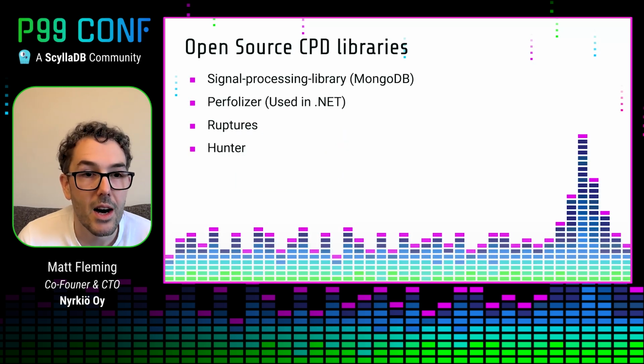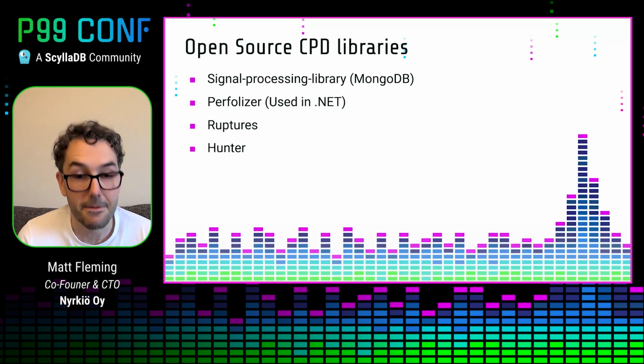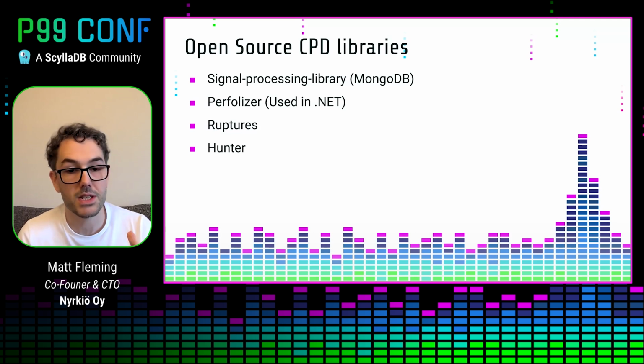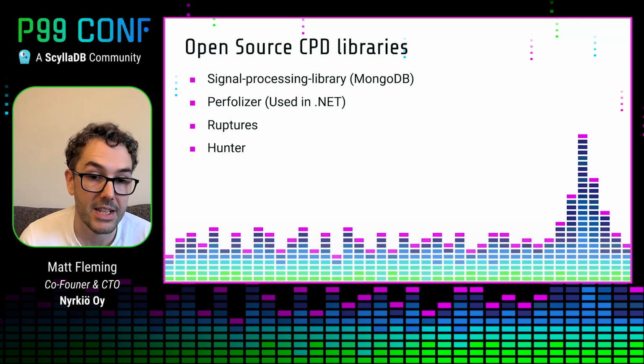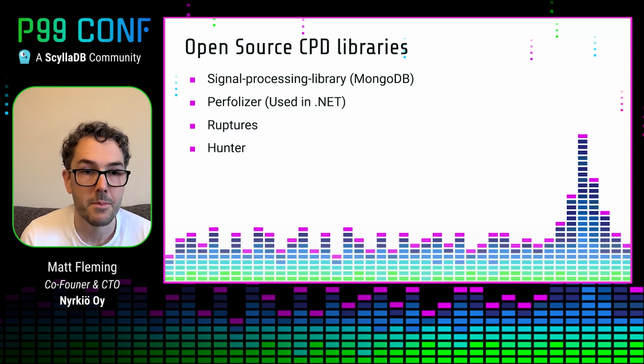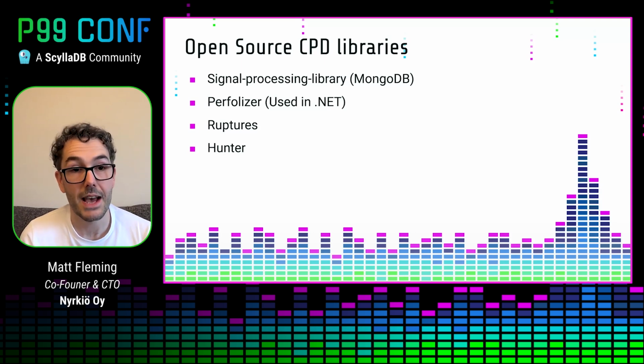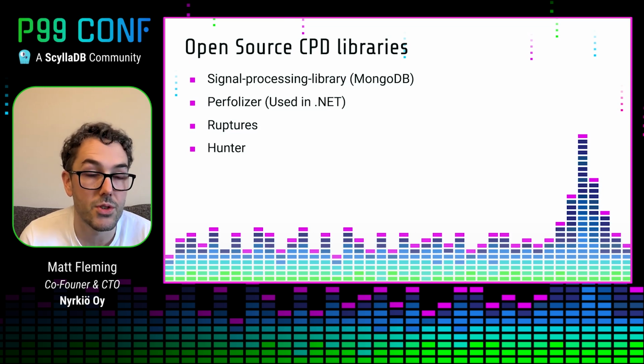There are a few open source libraries that implement different change point algorithms. The signal processing library from MongoDB came along with the original paper in 2020, and it's got a Python wrapper around it. I think the algorithm is written in C, wrapped in Python, so it's a pretty performant implementation. Perfilizer, if you use .NET or C#, is used in benchmark.net. And this, again, has different CPD algorithms that are used for analyzing results.